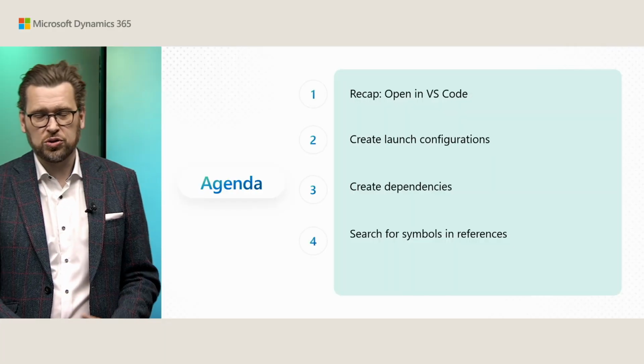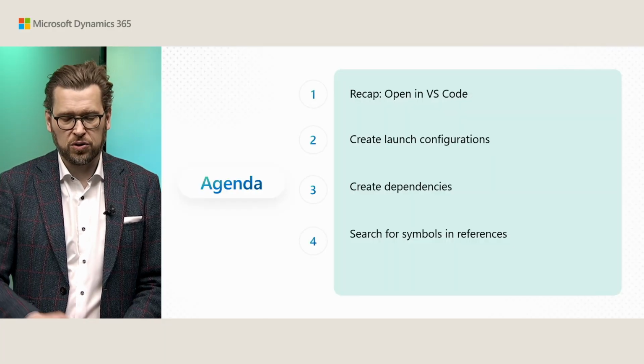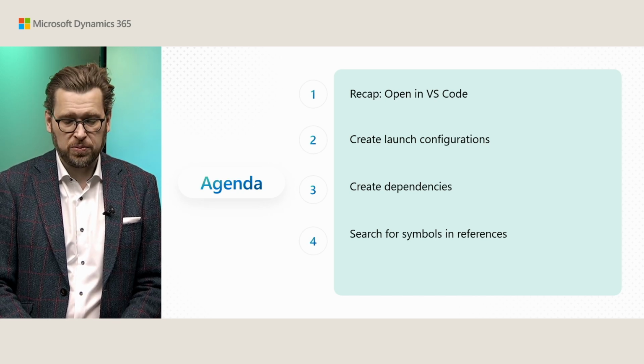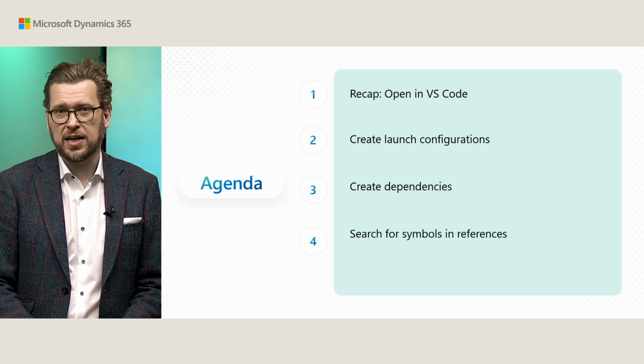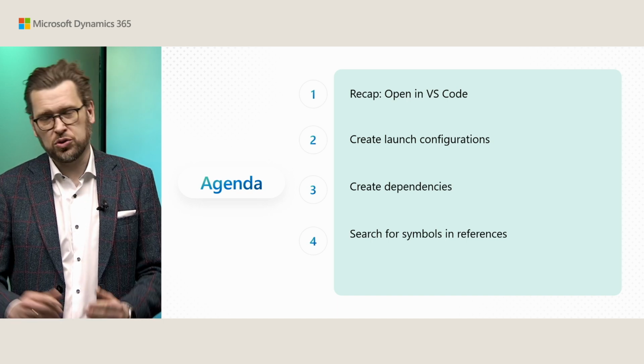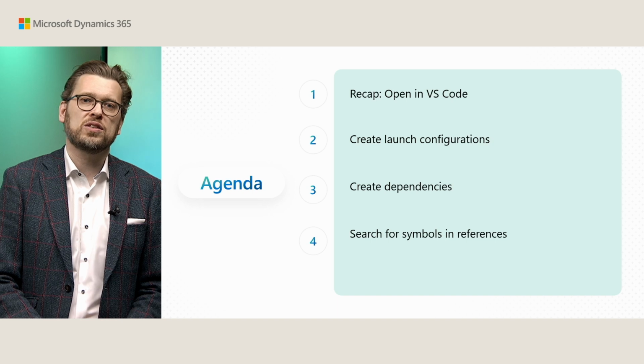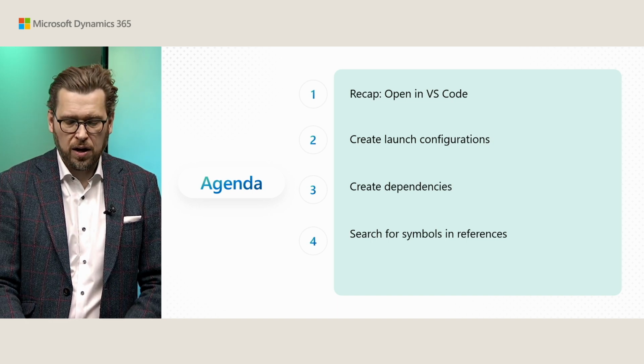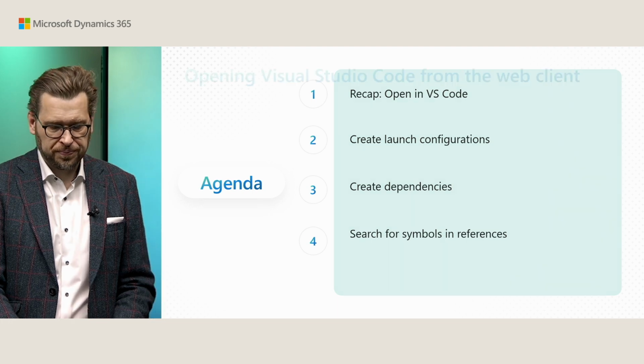In this session, we're going to talk about new abilities for creating launch configurations and opening extensions from the client, as well as searching symbols once inside of Visual Studio Code, for instance, to investigate or to use it as a context for GitHub Copilot. But first, let's have a small recap of the overall feature.